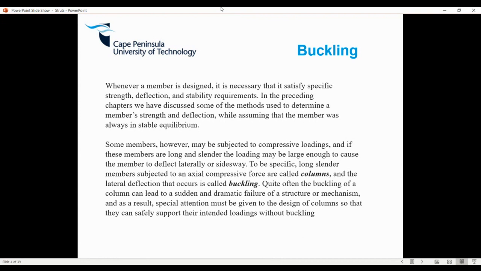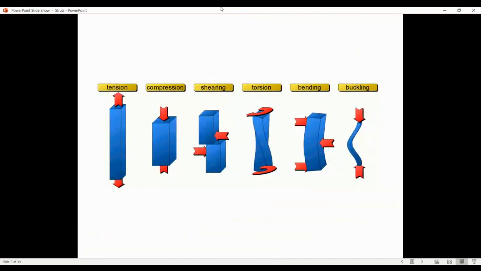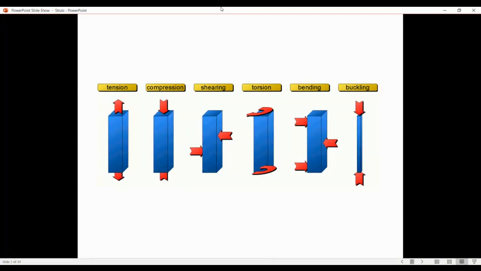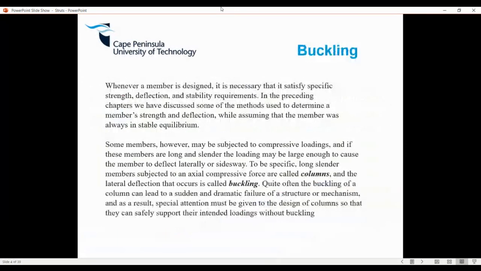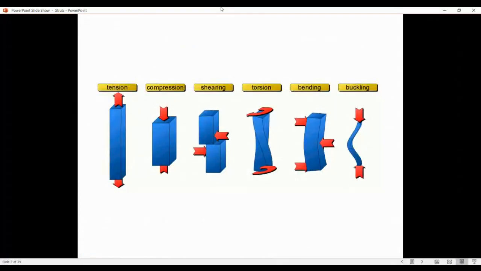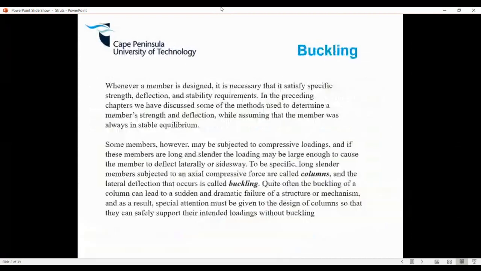Now, they say some members, however, may be subjected to compressive loadings, and if these members are long and slender, I mentioned that earlier on, I should have said long and slender, the loading may be large enough to cause the member to deflect laterally or sideways. So it's long, not stubby, long and slender. It can displace, I'm going to call it displace for now, deflect laterally or sideways, either in the X or the Y direction.